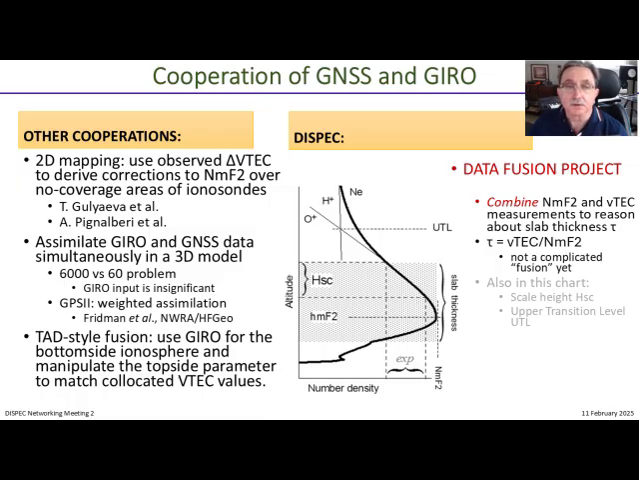Our idea for DISPEC is in the data fusion category. We suggest combining peak density and vertical total content to reason about so-called effective slab thickness. This is a rather artificial concept where the idea is to determine the thickness of a plasma slab whose length is equal to the peak density, and total area in gray is VTEC. This is computed by simply dividing VTEC by NmF2.